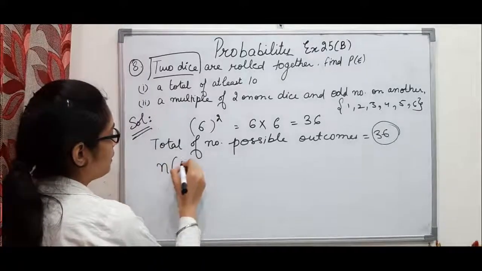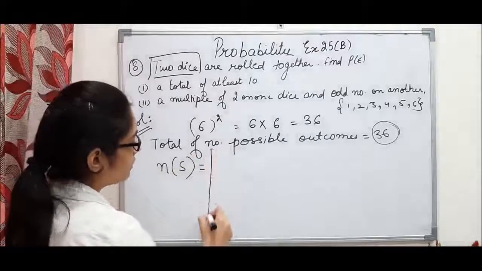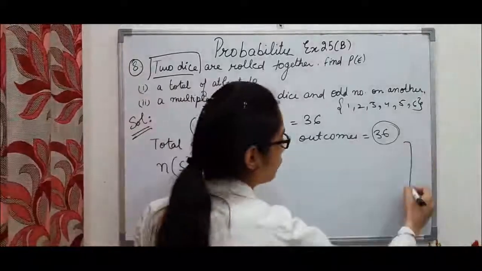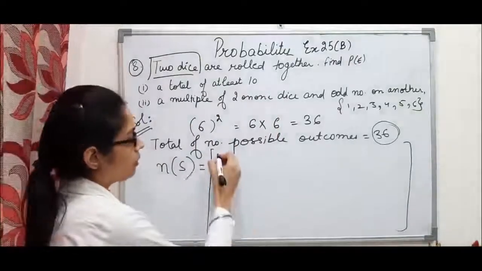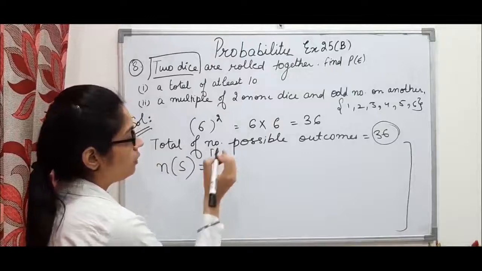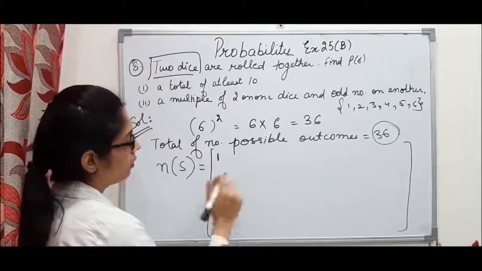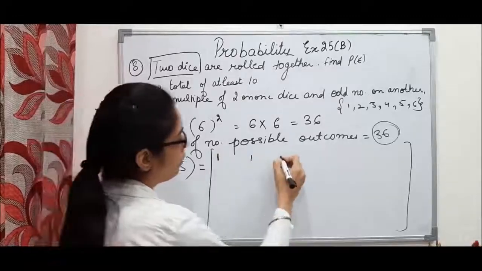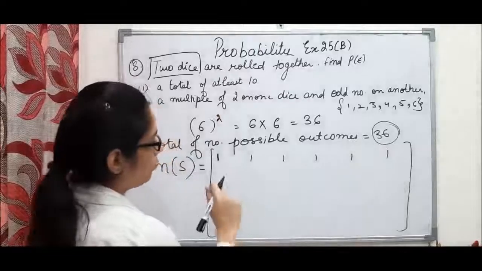So the sample space we will write like this. 36 outcomes will be there. The easiest way I will tell you how to write it. First of all, with 1, just write 1, because I am writing for my first dice. You have to write 1 for 6 times.